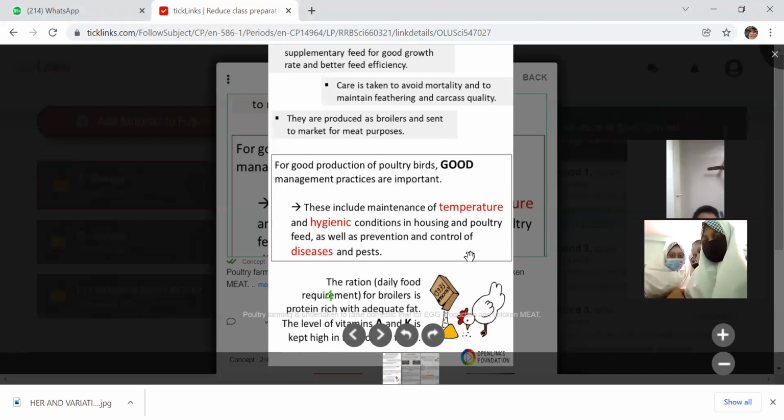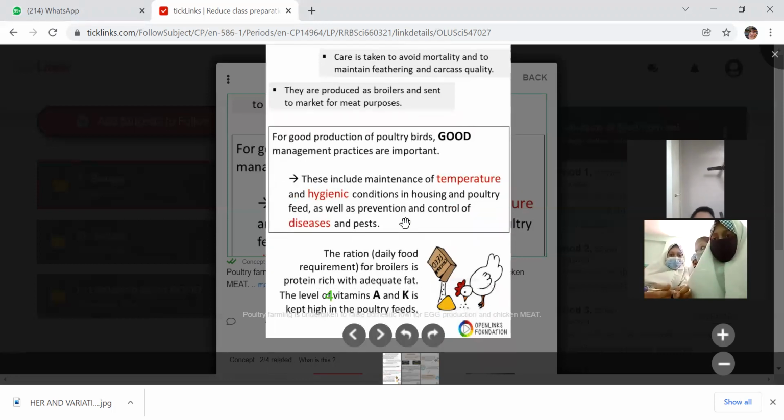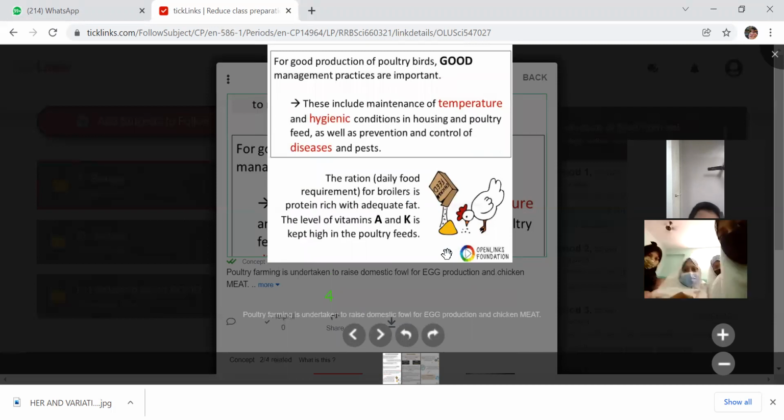Then next. For good production of poultry birds, good management practices are important. What are those good practices that have to be used? This includes maintenance of temperature and hygiene conditions in housing and poultry feed, as well as prevention and control of diseases and pests. So for having good poultry management, what is required? Good temperature, hygienic conditions, and avoiding diseases. Yes, good. And what is the next one?